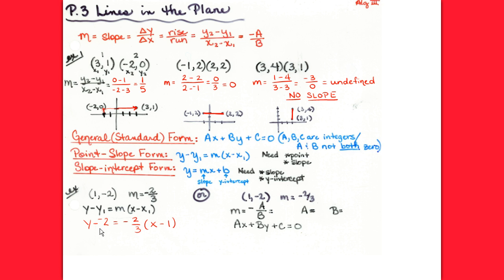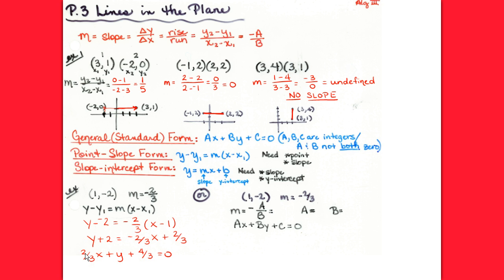Usually they're going to ask me to give my answer in standard form, so I'm going to need to keep simplifying. So I'm also going to need to distribute this -2/3 over here to everything in parentheses. So that would give me -2/3 x and a +2/3. If it's in standard form, I need everything on the left-hand side set equal to 0. Because standard form was ax plus by plus c equals 0. So let's move it all over to the left-hand side, set equal to 0.